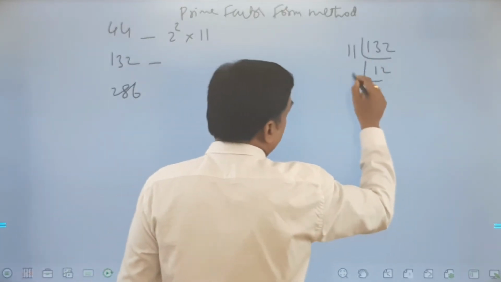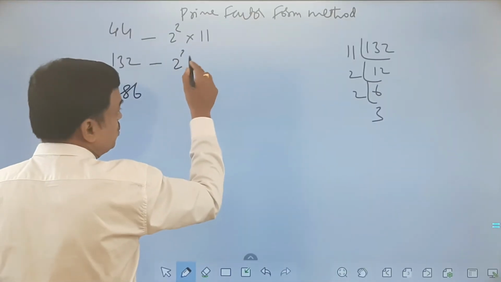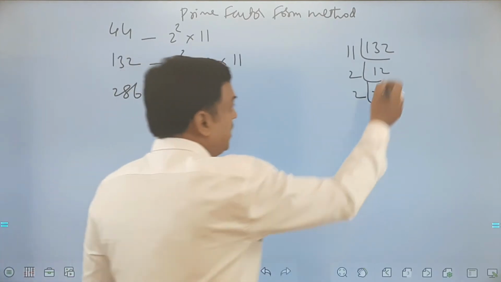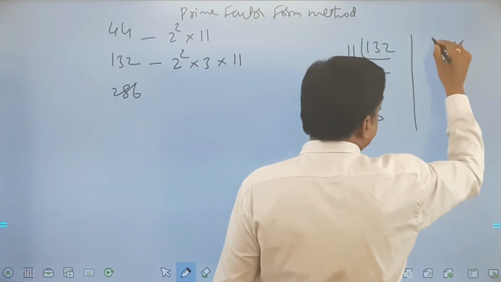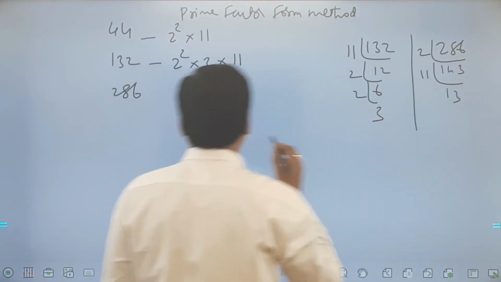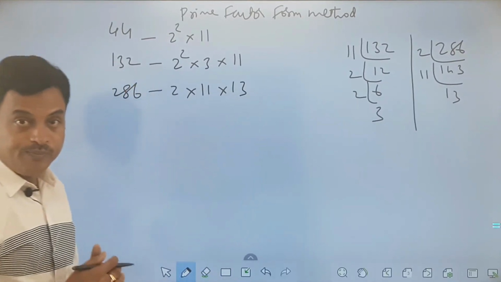11 times it is 12, 2 times it is 6, 2 times it is 3. So this can be taken as 2 squared into 3 into 11. Hope you all remember this, okay? Similarly, if I take 286, it's 2 times 143, 11 times 13. So this is 2 into 11 into 13 is what I get.